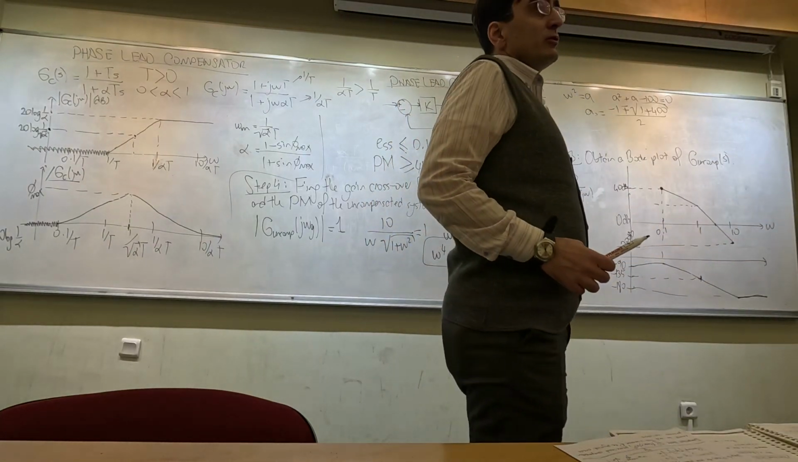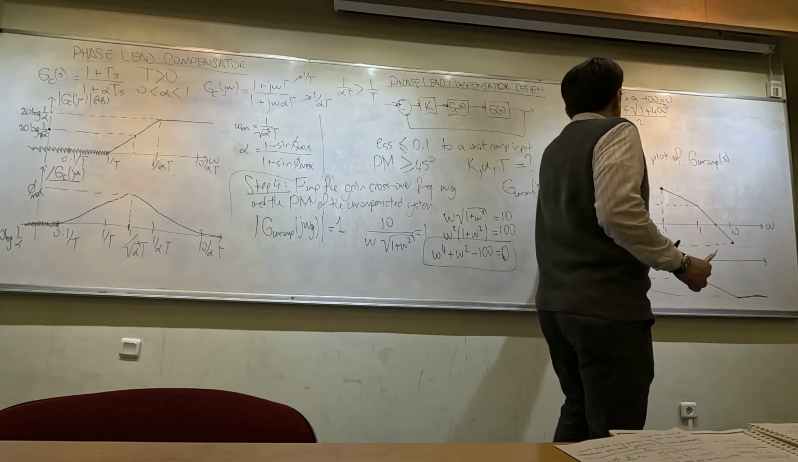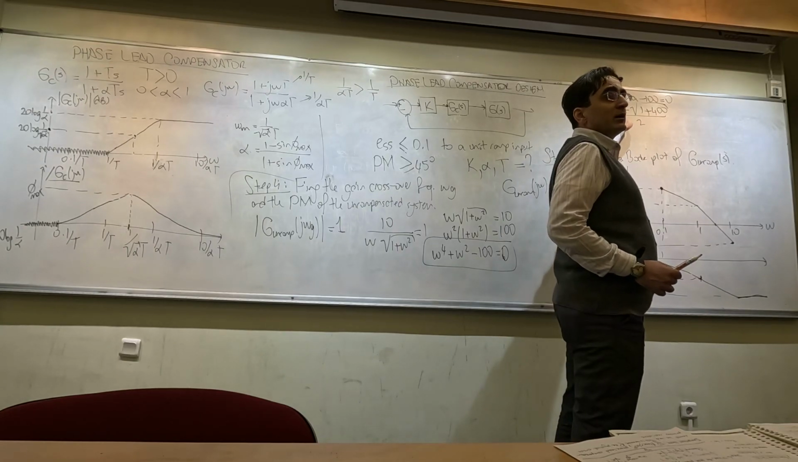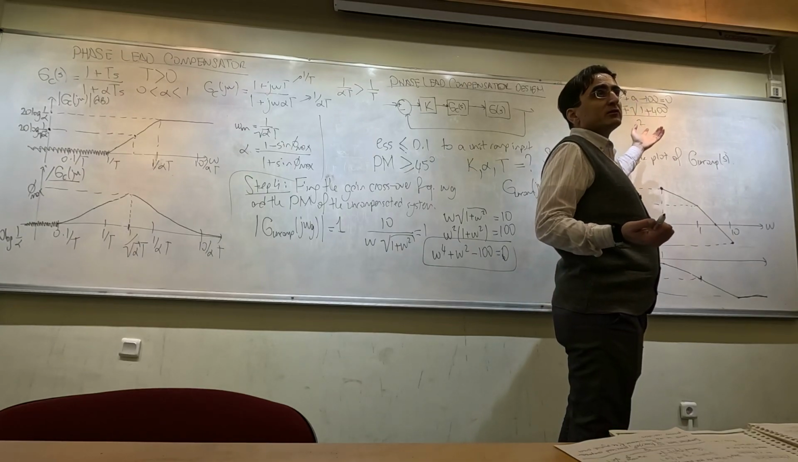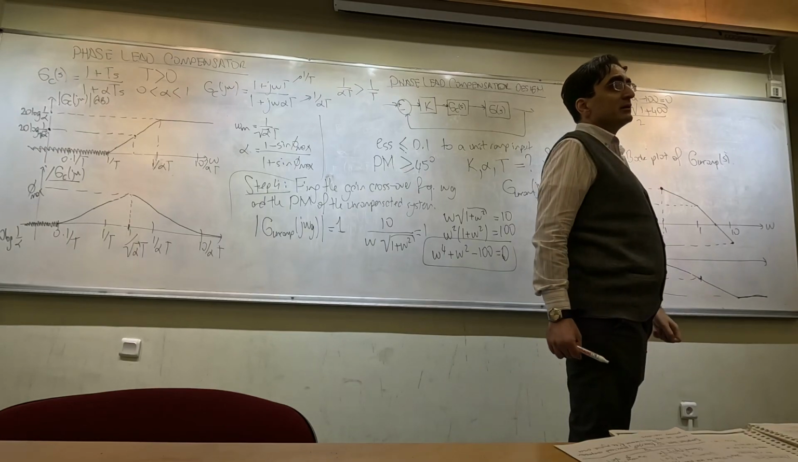Which one am I going to use here? There are two roots. I'm going to use the plus sign. Why? Because a is omega squared, so it has to be a real and positive number. So the minus sign is not really necessary.